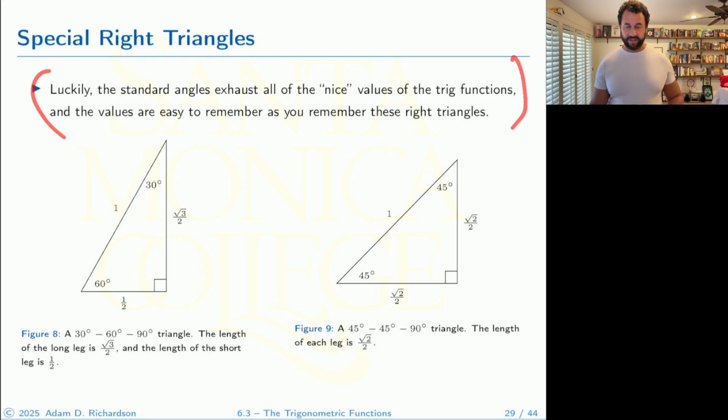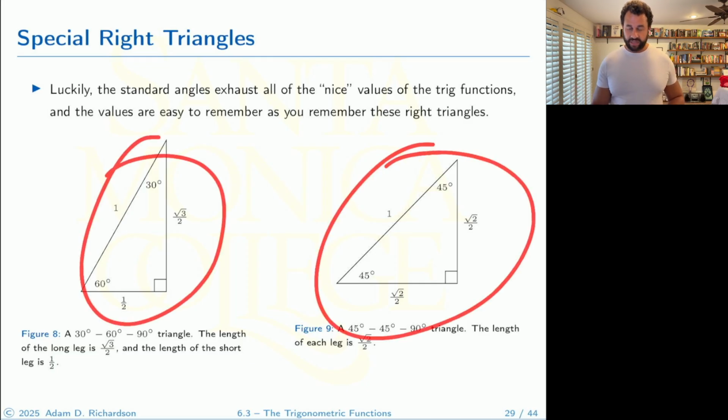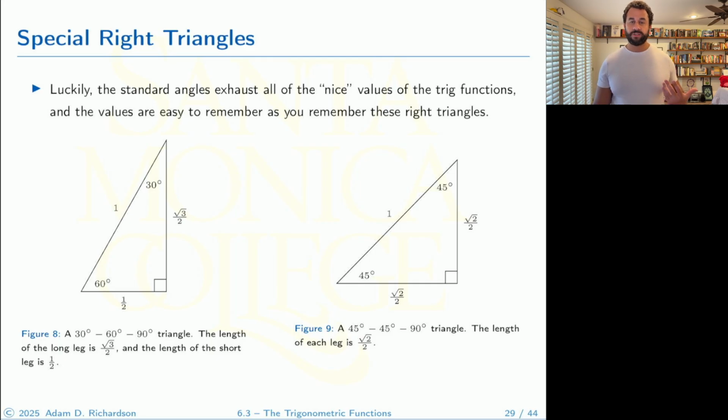So this is where you might ask yourself, aren't there a lot more angles than just 30, 60, 90, and 45? The answer is yes. There are obviously infinitely many more angles than these. But it turns out that these exhaust all of the nice values of the trig functions. And I'll explain what I mean by nice when we get to the end of this section and look at some number theoretic results about the outputs of these trig functions. So what I'm saying is these values, including 0 and 1, are all of the nice values. And we'll make more sense of that in a few minutes.